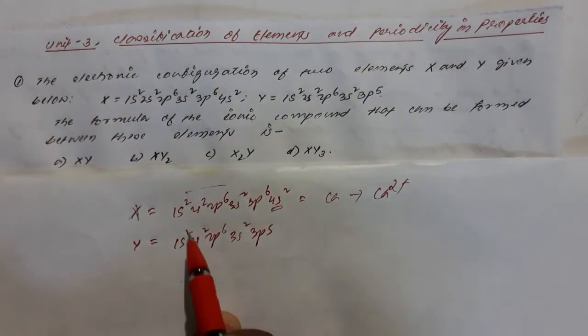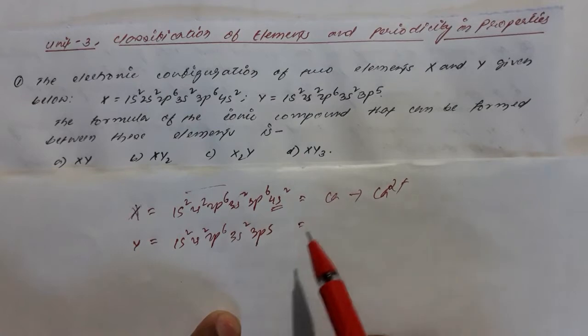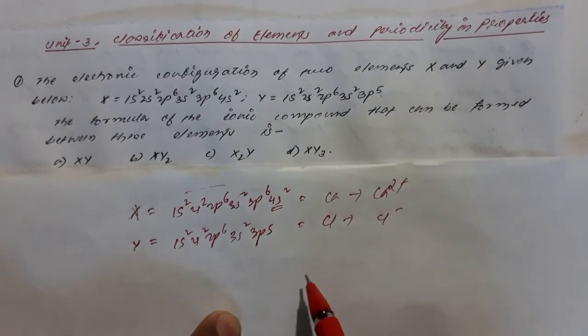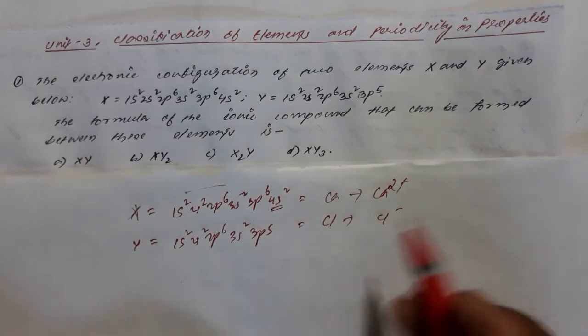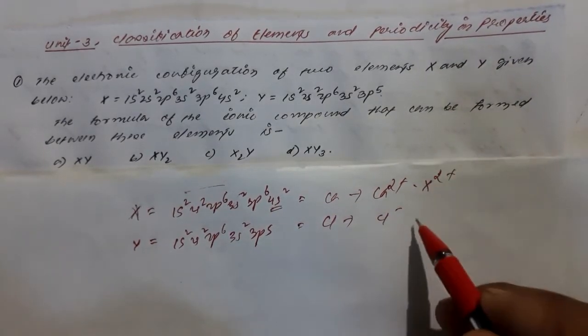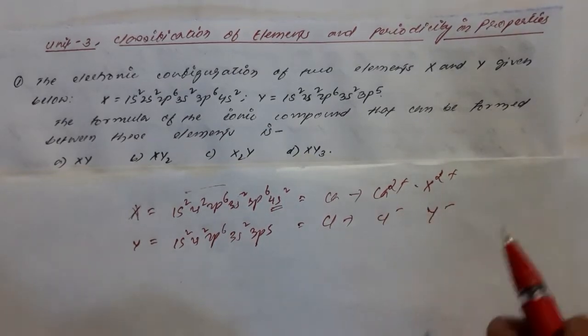Next, Y: 10 plus 7, 17. So 17 means chlorine, right? So chlorine can be negatively charged. So what is the salt formation here? It can be written as X2+, and it can be written as Y-.